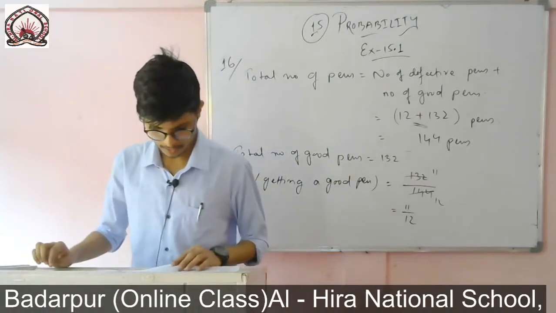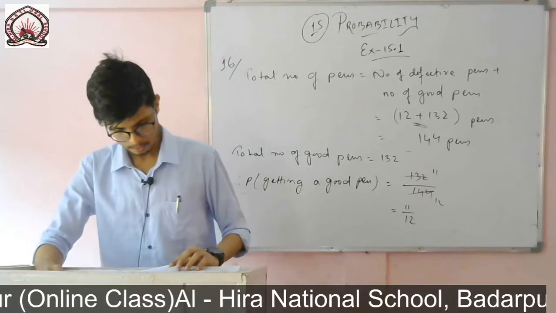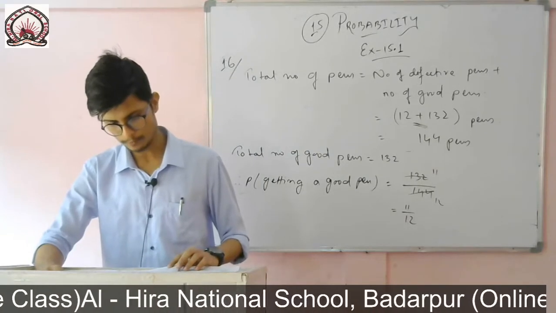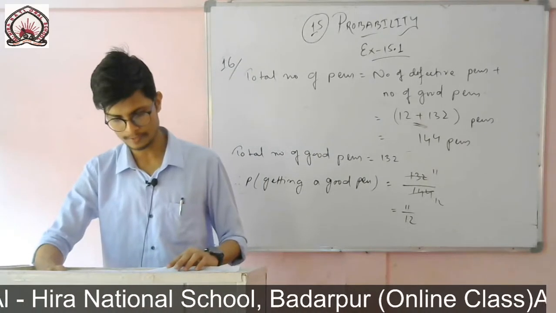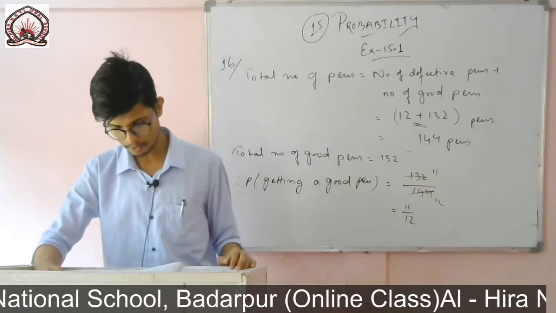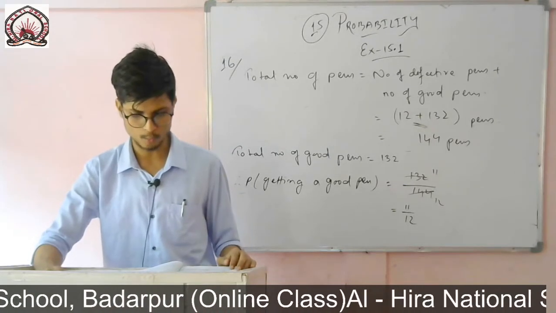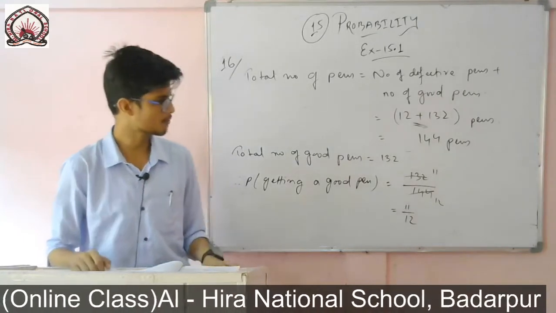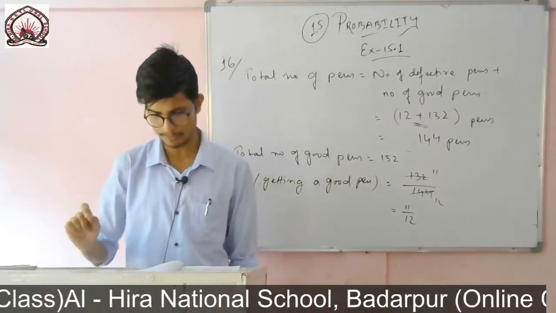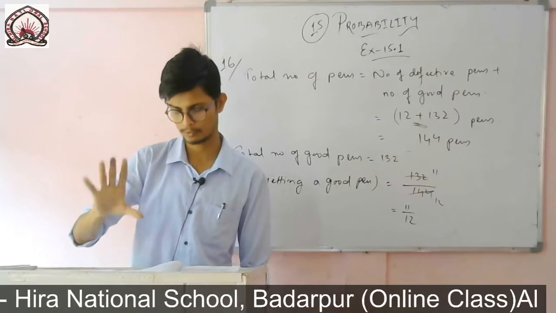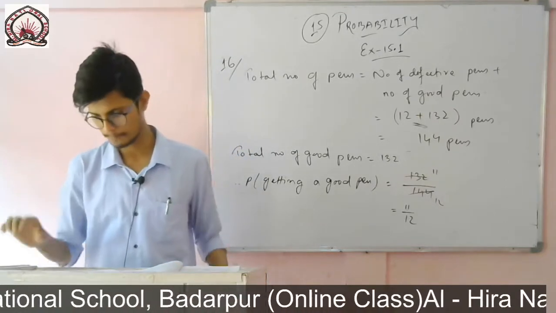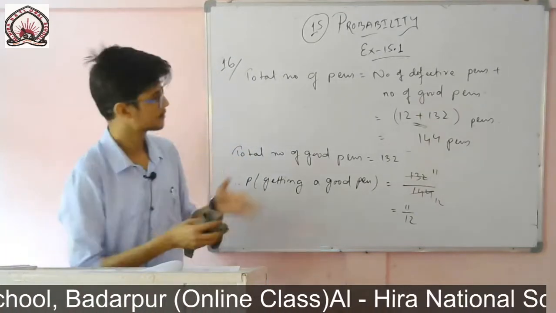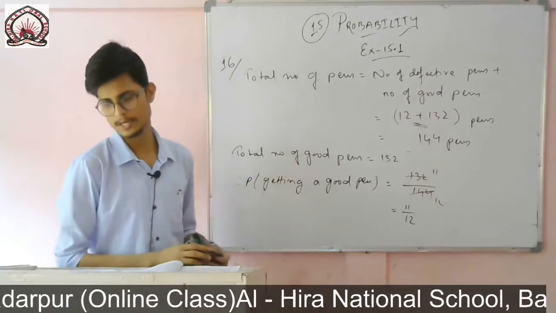Okay, now see question number 17, Roman number 1. A lot of 20 bulbs containing 4 defective ones. One bulb is drawn out at random from the lot. What is the probability that this bulb is defective? The question is to find the probability that the chosen bulb is defective. In the same way, first of all we will find the total number of bulbs.